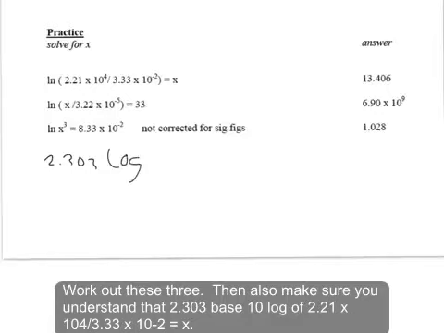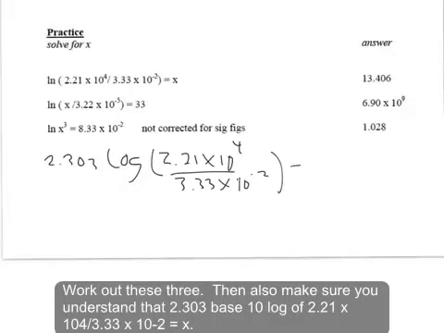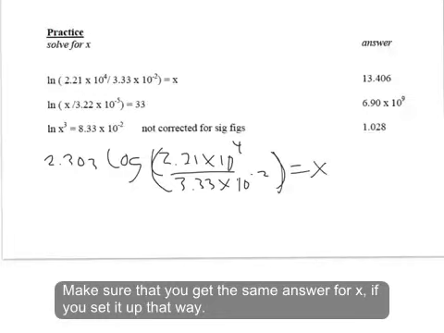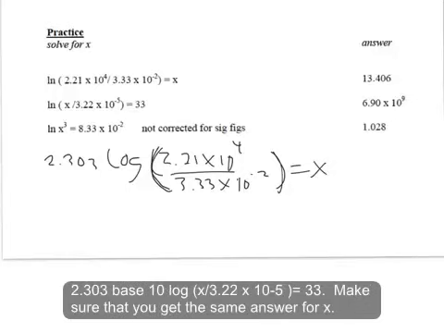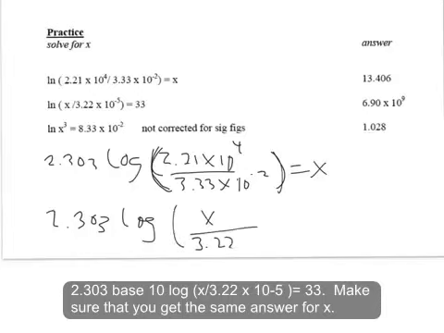2.303 base 10 logarithm of 2.21 times 10 to the 4th divided by 3.33 times 10 to the minus 2 equals x. Make sure that you get the same answer for x if you set it up that way. 2.303 base 10 logarithm of x over 3.22 times 10 to the minus 5 equals 33. Make sure that you get the same answer for x.